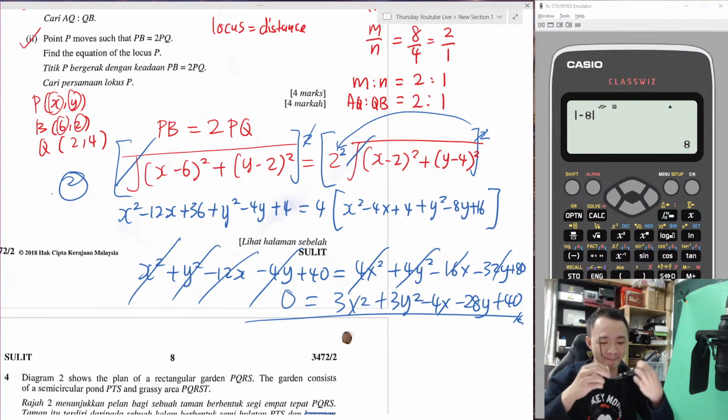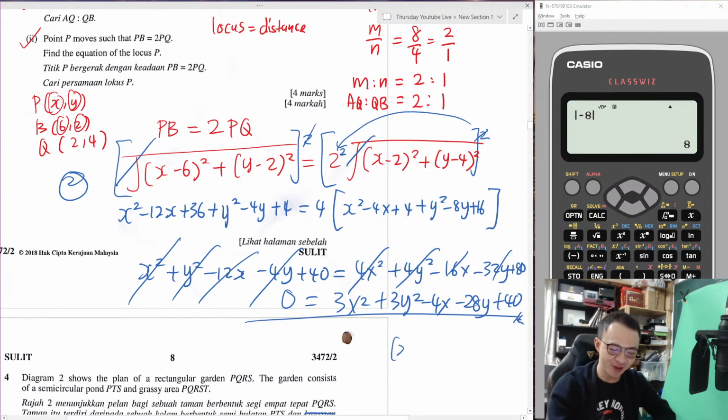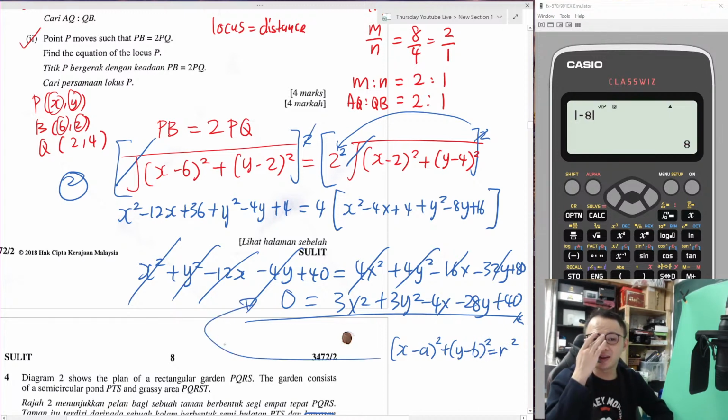Locus is a circle. Yep. Because circle equation is something like x minus a squared plus y minus b squared equals r squared, right? So if we simplify, expand, and make the whole thing equal to 0, I believe you will still get the locus equation.